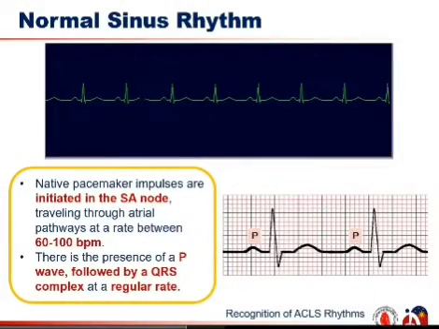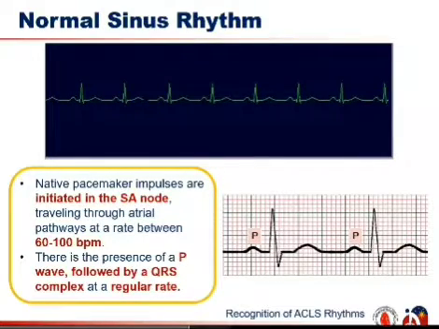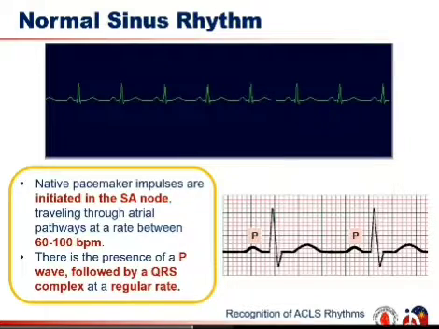What you see on the screen exemplifies a normal sinus rhythm. Impulses are initiated in the SA node. You see a normal-looking P wave, followed consistently by a QRS complex and a T wave, and the sequence occurs in a regular pattern.